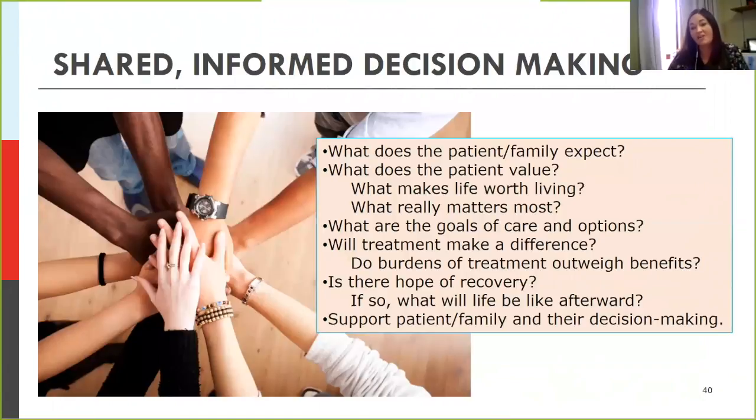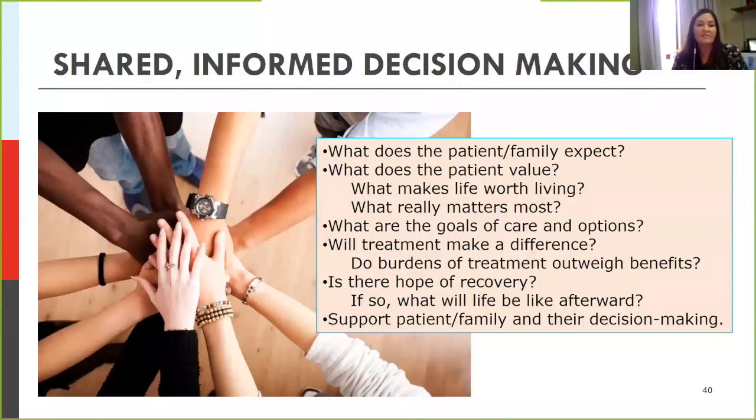Some places to start: what are the expectations of the patient and family related to their care? What kinds of things does the patient value? The first video that we didn't get to watch showed the physician asking the patient, what does a meaningful day look like for you? It's a simple question, but how much can be gained from that in terms of thinking about quality of life for a patient. What makes life worth living most, or what really matters to you most? What's important to you today?